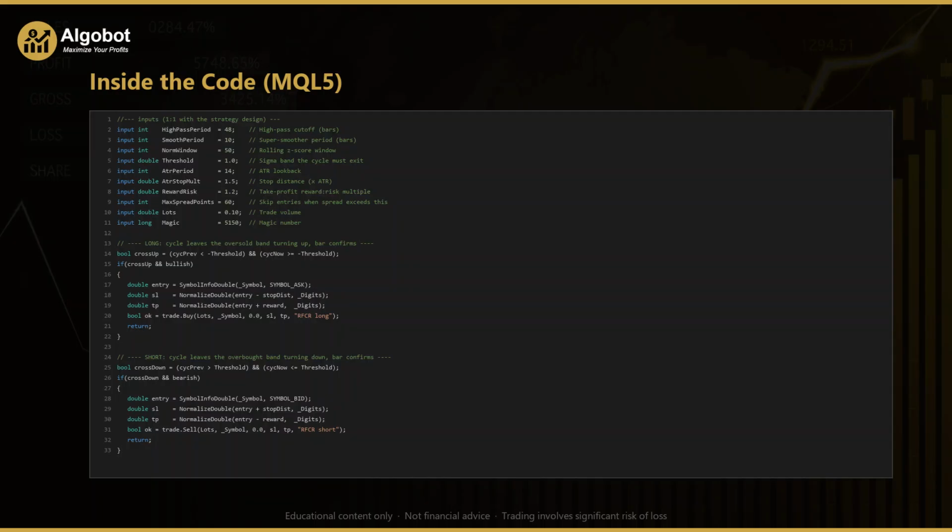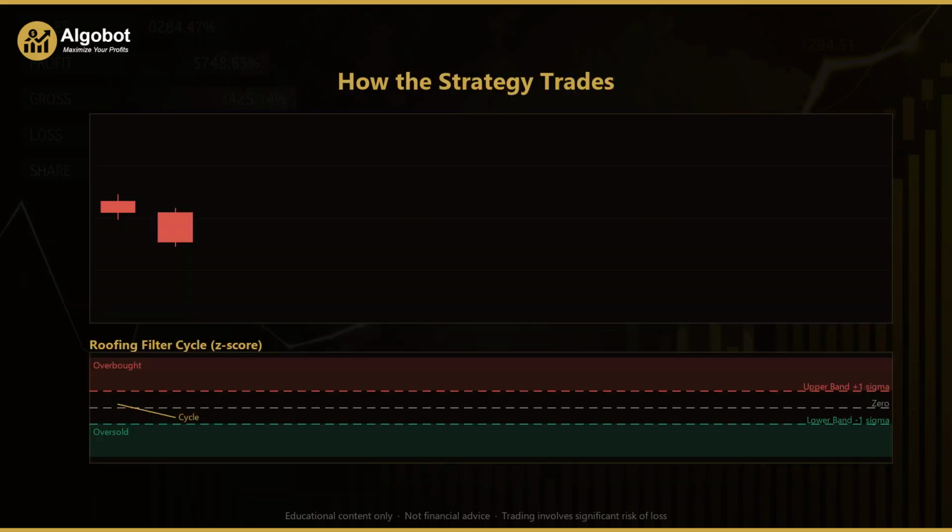Notice that both sides attach the stop and target at the moment of entry, and both use normalized double to round the levels to the symbol's precision. That's the compact, symmetric heart of the code. Now let's bring it all together on a chart.